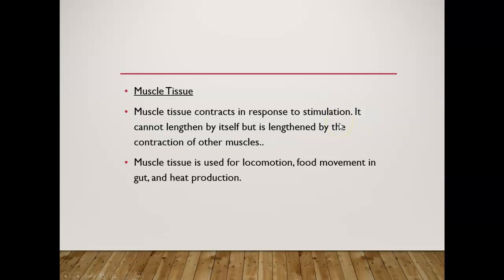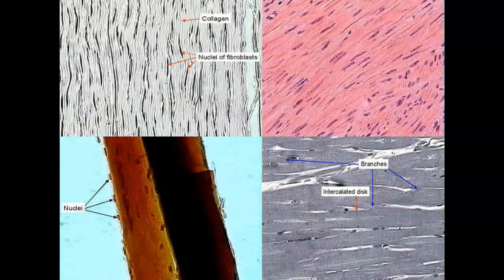And then muscle. Muscle can only do one thing. Muscle can only contract. That's it. And it works over your bones, that's skeletal muscle. It's found in your hollow organs, that's smooth muscle, or it's found in your heart. That's cardiac muscle. This is smooth muscle. This is cardiac muscle. And then this is skeletal muscle.